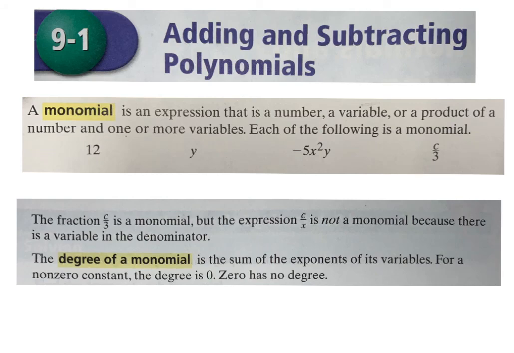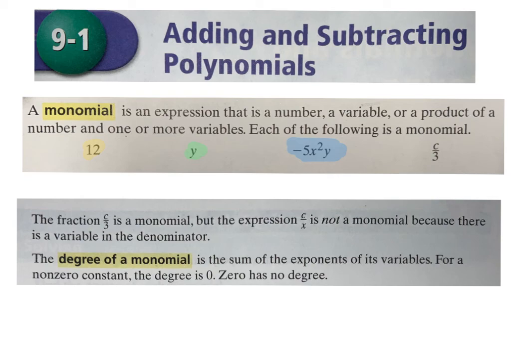The very first term that we come to is the term monomial. A monomial is an expression that is a number, a variable, or a product, meaning multiplication, of a number and one or more variables. And then they give you some examples. 12, just the number 12, that is a monomial. Y, just a variable by itself, monomial. Negative 5x squared y, also a monomial.